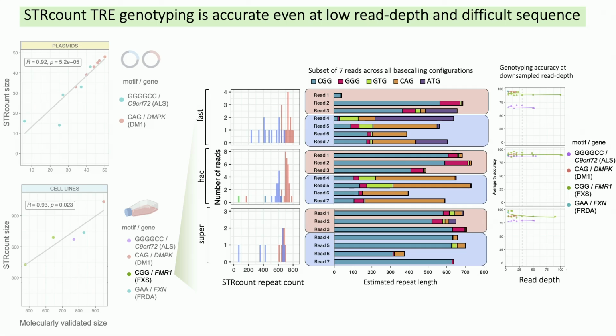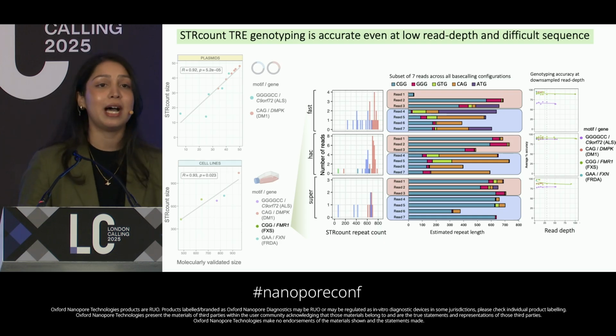It's the same 7 reads, and the canonical CGG repeat is in these blue bars with other motifs represented by different colors. You'll notice that the sequence is best resolved at super accuracy sequencing. But on the right, I carried out an experiment where I downsampled a lot of these different repeats, including the CGG repeat, and looked at it at 5 reads in each of these different base calling accuracies. And we found that STRcount was accurate even in fast base calling methods, down to 5 reads.